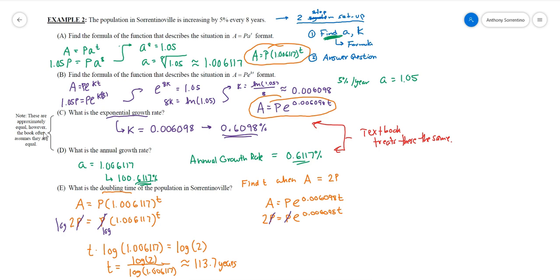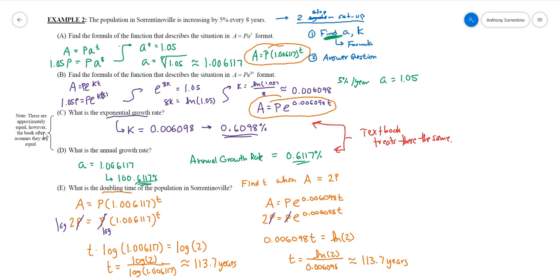The other thing that's going to be different here is, since all I have is the base e, it's probably just best to use a natural log. So I'm going to have 0.006098t equaling the natural log of 2, which means t is going to be the natural log of 2 over the 0.006098, or no, t's on the other side. And you would find out that that's approximately equal also to 113.7 years.